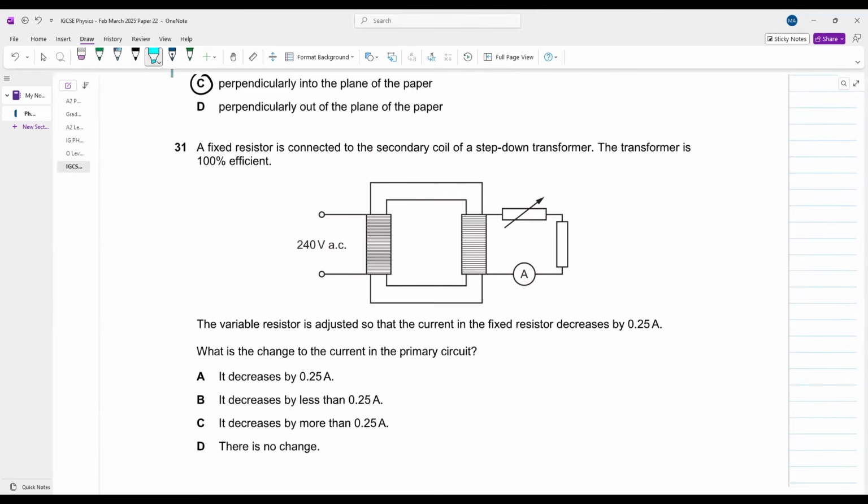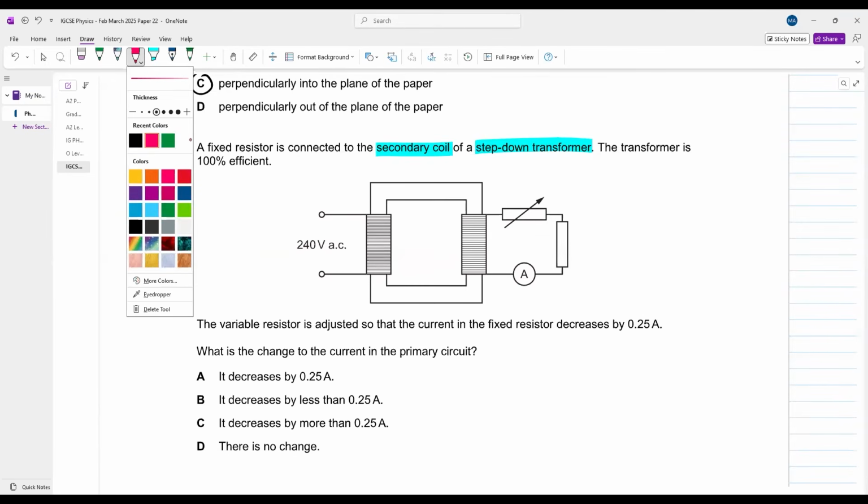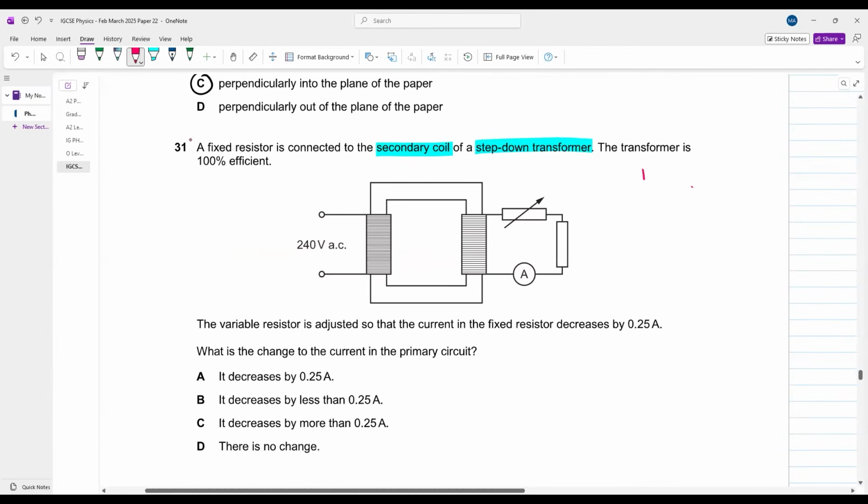A fixed resistor is connected to a secondary coil of a step down transformer. ठीक है भाई, step down transformer में दो बातें जरूर याद रखना. There are two major key points. The current in the secondary coil is much greater than the current in the primary coil. यहाँ पे जो secondary coil में current होगा, that will be greater than the current in the primary coil. Second key point that you need to remember is that the voltage in the primary coil for a step down transformer is greater than the voltage in the secondary coil. ये VP greater होगा compared to VS.